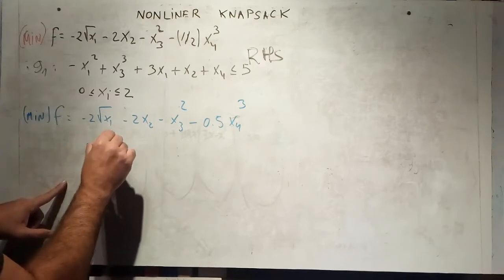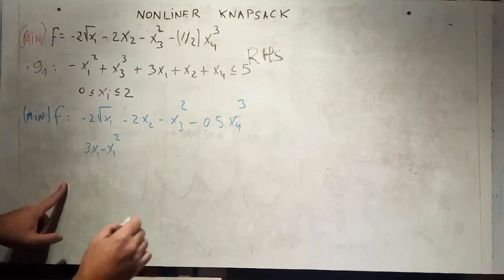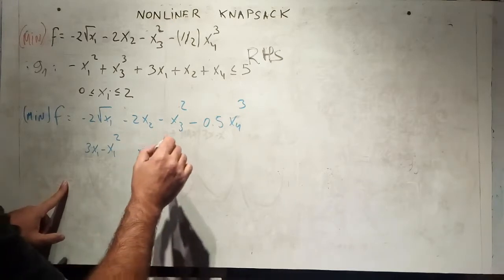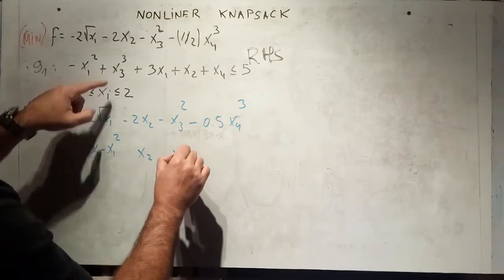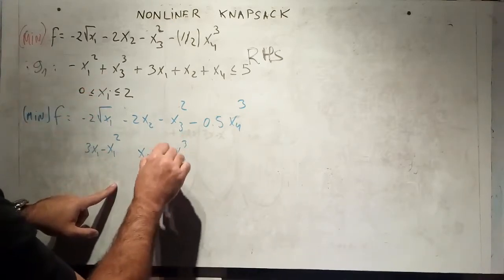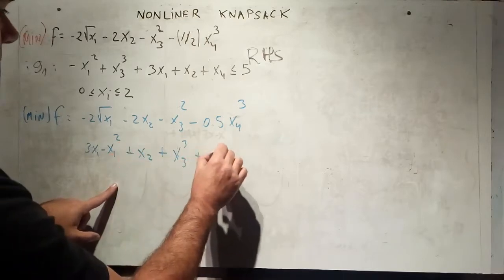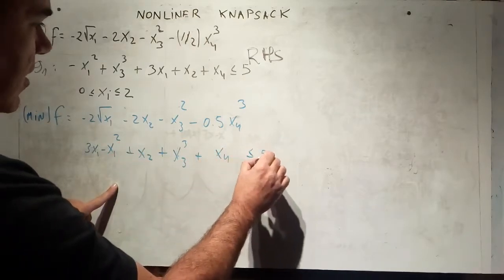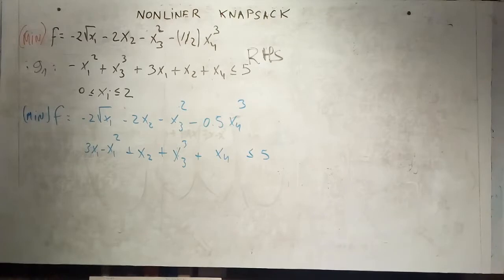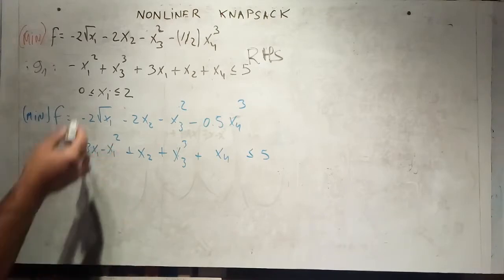3x1 minus x1 squared, x2, x3 cubed plus x4 less or equal than 5. Now in this way, it's the same problem.